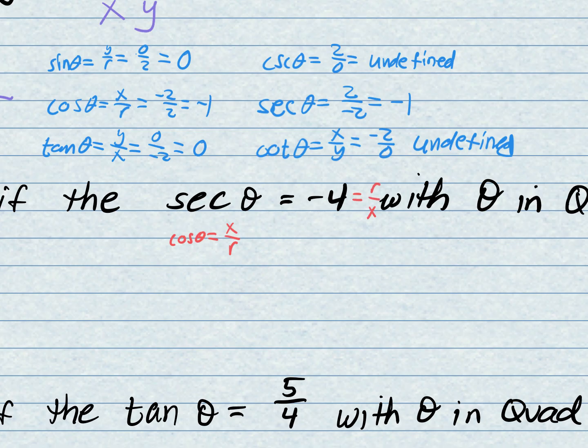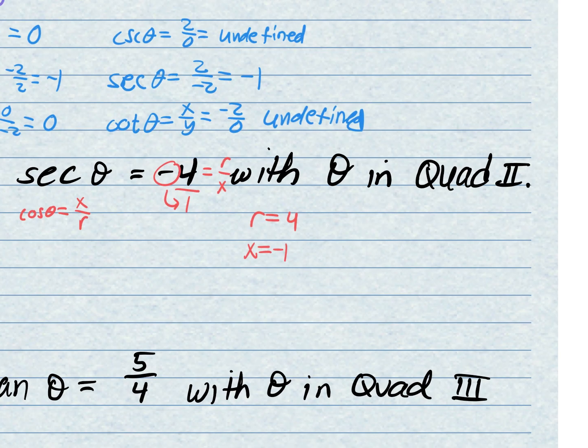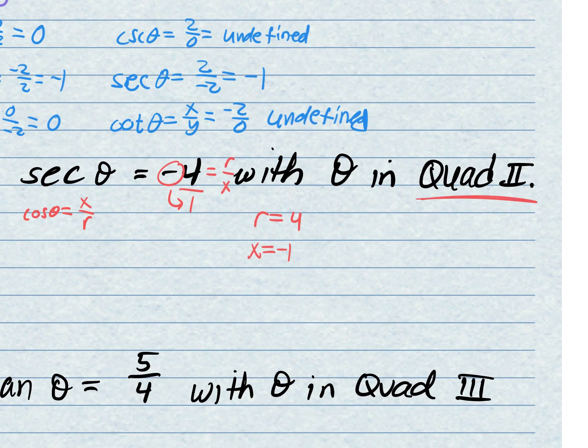Right, so that means negative 4 as a fraction is going to get you negative 4 over 1. And determining which one's negative and which one's positive, r is always positive. So I know that r has to be positive 4. And x in this case is going to make this negative. So that means x has to be negative 1. I'm also told that my angle is in quadrant 2. In the second quadrant, I have that x is negative and y is positive.